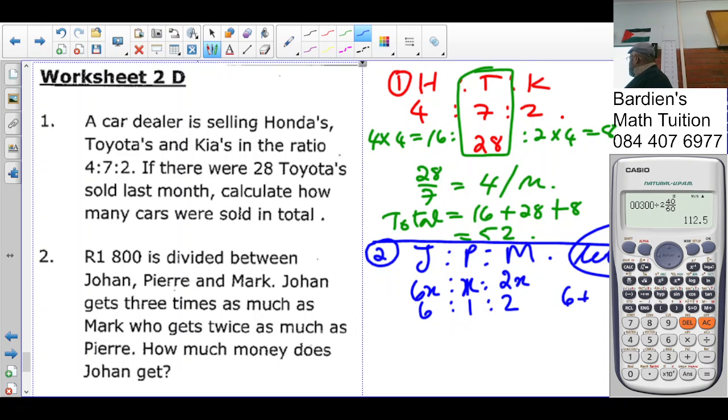Alright, so what do we do here? You say 6 plus 1 plus 2 gives you 9. So it's 1,800 divided by 9, which is 200 per unit. So Johan gets, so what's the question? How much money does Johan get? So it's 6 times 200, which is 1,200. So Johan gets 1,200.